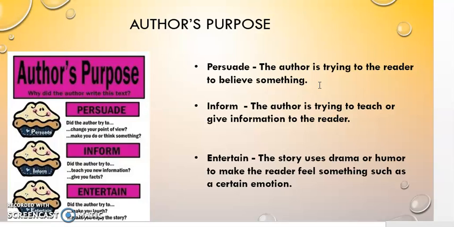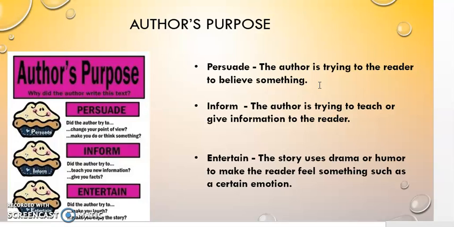Then one is to inform. Inform is when the author tries to give information to a person. For example, if the author is telling you about the traffic lights and what the colors of the traffic light mean. We know that the red color tells us to stop, the yellow tells us to be ready, and the green tells us to go. So that is to inform. The author is informing us about the use of the traffic light and the traffic colors.